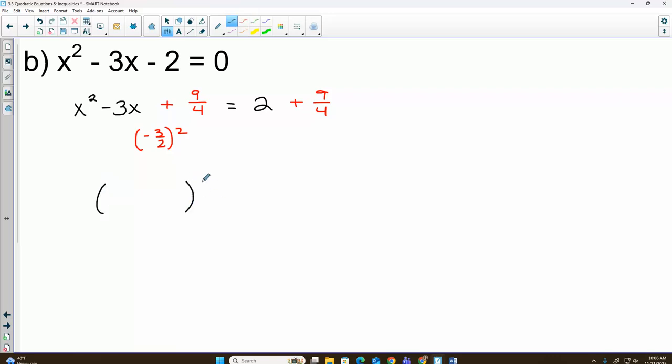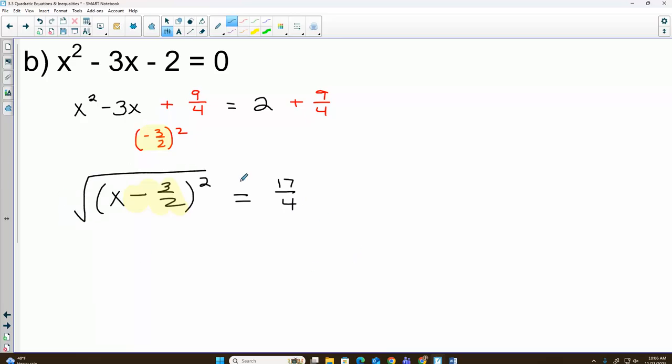Okay. This should factor into something squared. This was an x, we had a minus. What's the square root of 9/4? 3/2. Notice, before I squared it, it was -3/2. This is x minus 3/2. That's what it factors into. Over here, 2 plus 9/4 gives us 17/4.